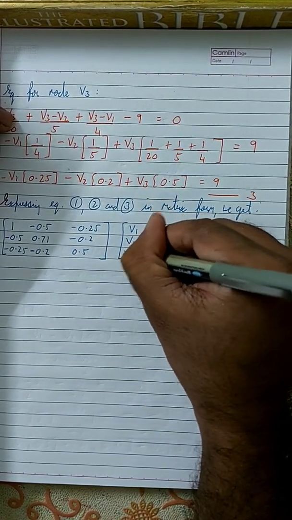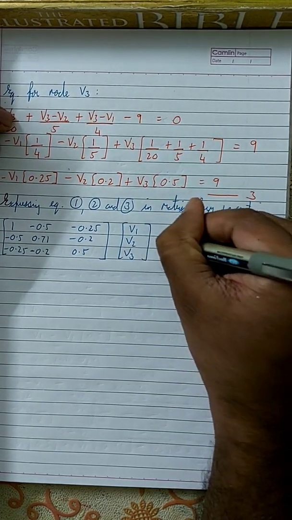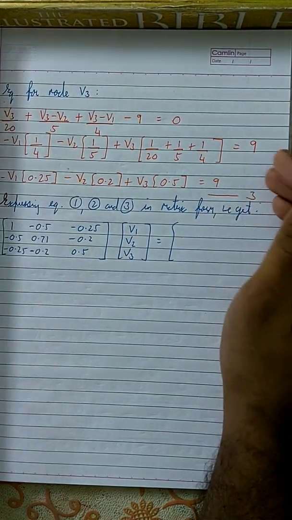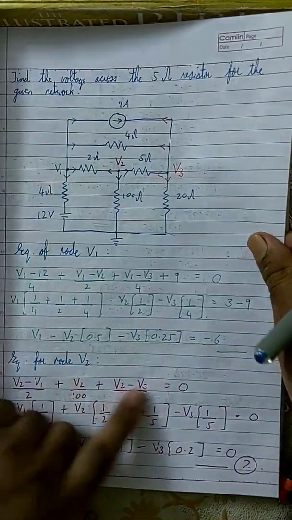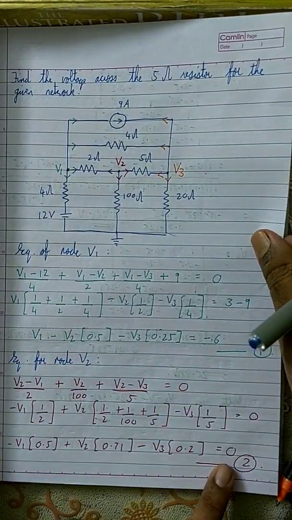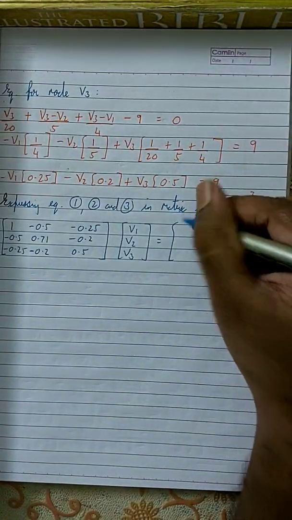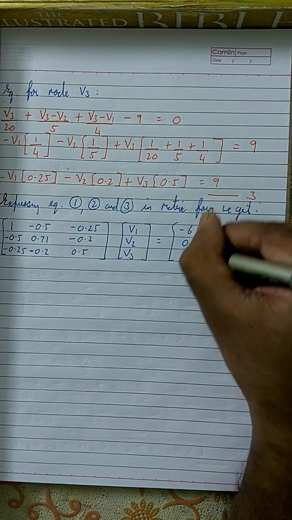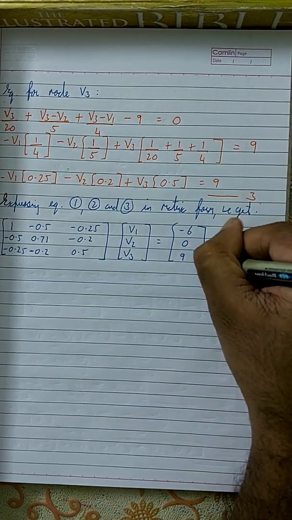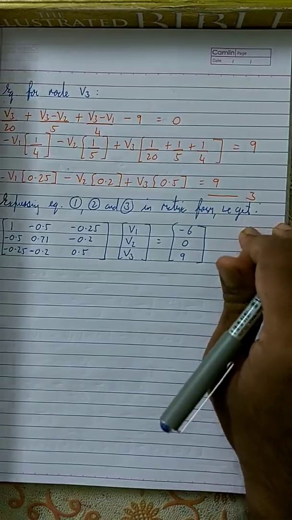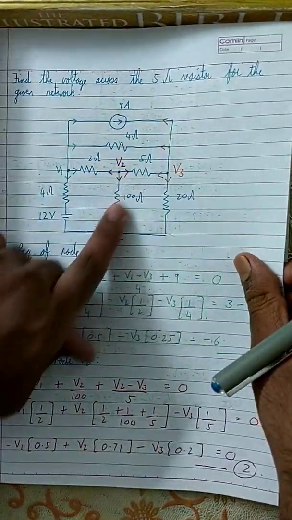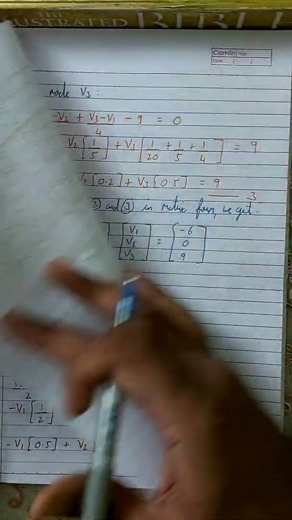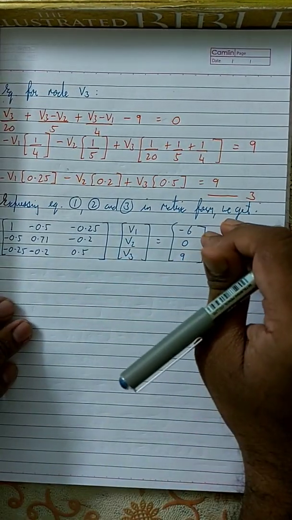V1, V2, V3 is equal to. Now what about the constants? The first constant is minus 6, the other one is 0 and the other one is 9. So it is minus 6, 0, 9, right? This is the matrix form. So the question is to find V2 and V3. So I'll find only V2 and V3 from here.